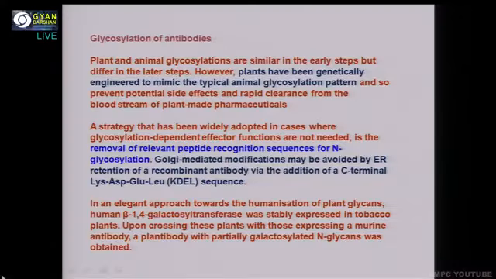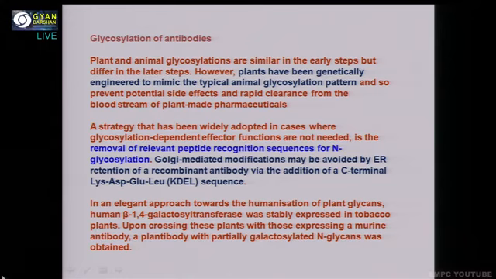Of course, there are certain limitations here because the glycosylation pattern in the plant and animal systems are similar in the early steps, but in the later steps they are different. So you have to take care of that. So you have to actually engineer the plants in such a way so that they mimic the animal glycosylation pattern. They reflect the animal glycosylation pattern.